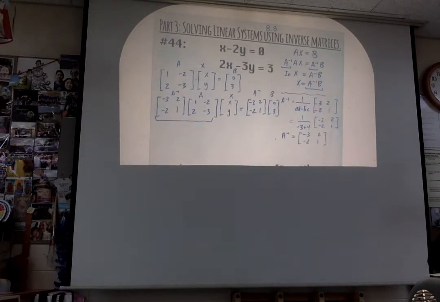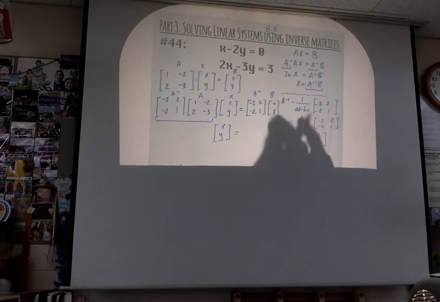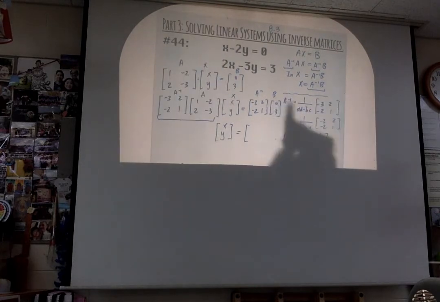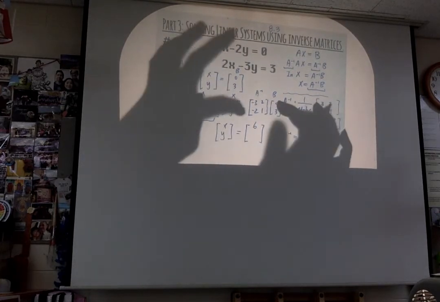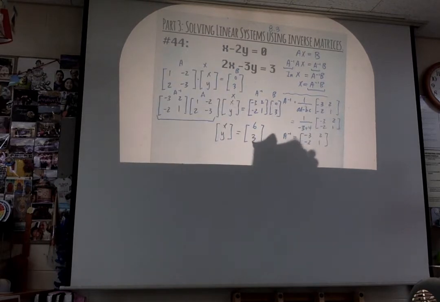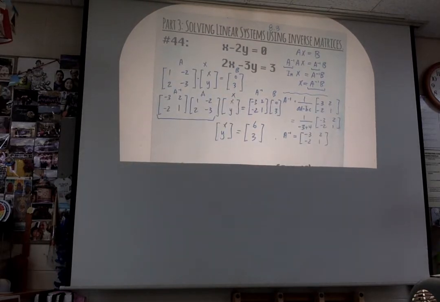It's gone, okay? So you're left with x and y, which is equal to this product here. I'll do the calculation for you: 0 plus 6 is 6. Negative 2 times 0 is 0, 1 times 3 is 3, so your answer is 3. So (6, 3) is your solution.